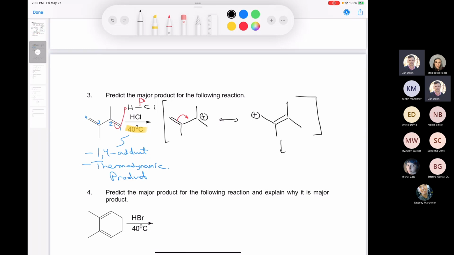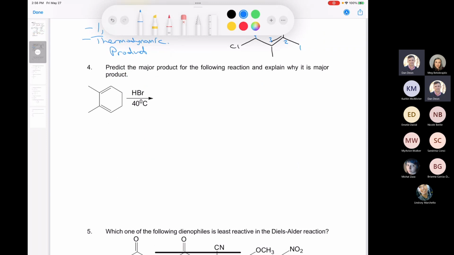And now we have our nucleophile, our chloride ion, which can come in and attack our carbocation. And that gives us our product, the 1,4 adduct. There we go. And there you have it, the 1,4 adduct. Again, you see that we added the hydrogen at carbon 1, 2, 3, 4, and the chlorine is at carbon 4.